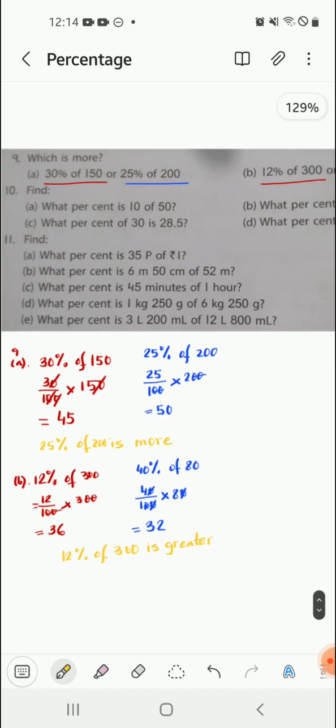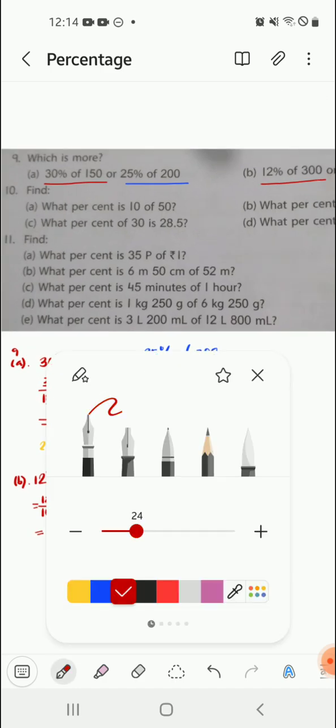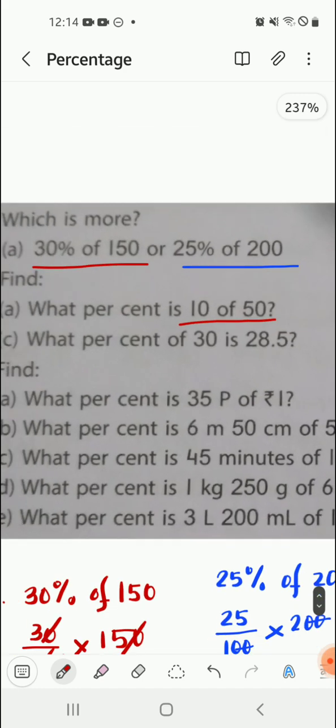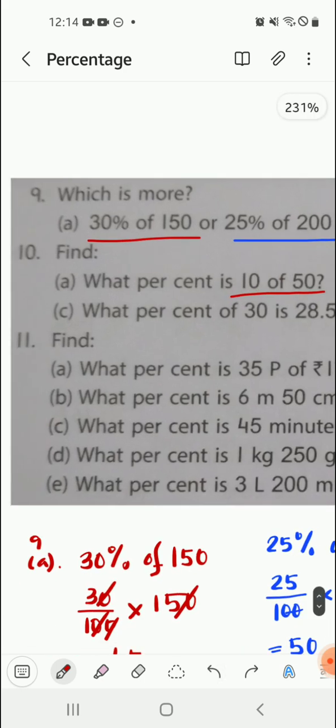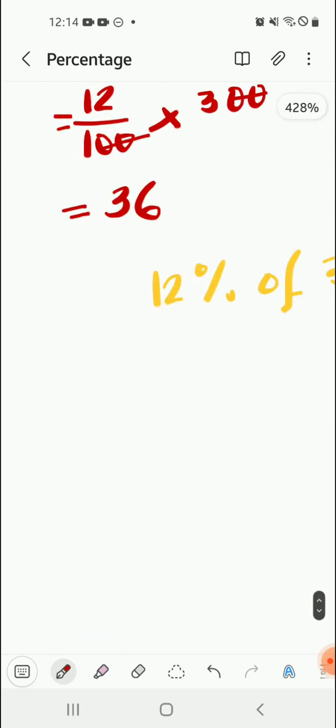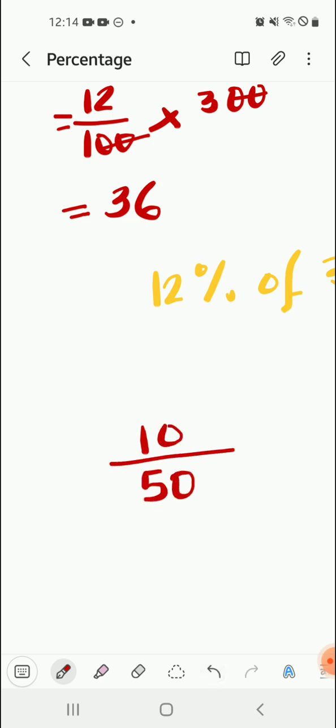Now we'll move on to the next question, that is find what percent is 10 of 50. That is, what is 10 of the total of 50, in percentage? In this kind of sum, we write what we need to find. We need to find the percentage of 10. Total is 50.